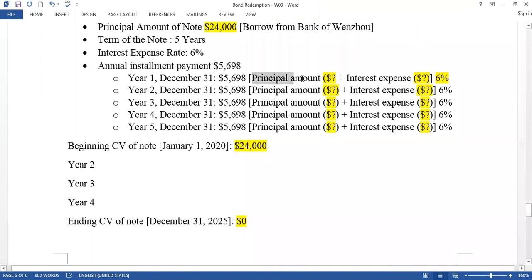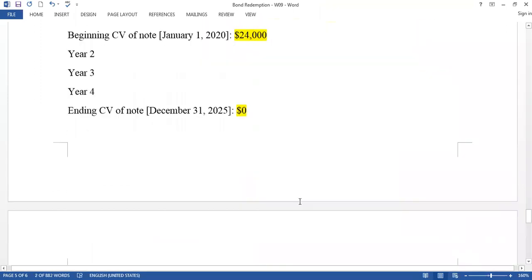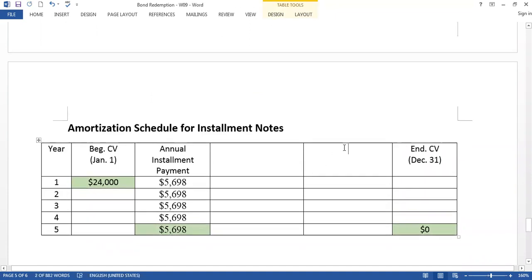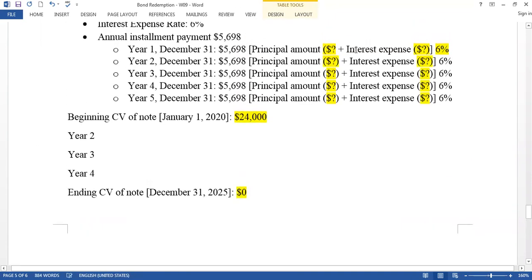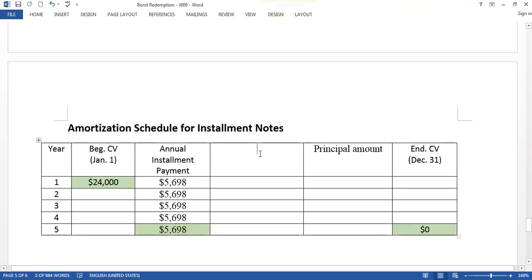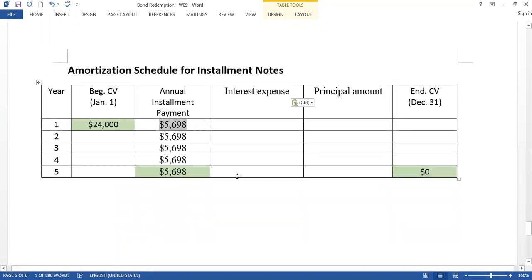One is the principal amount, and another is interest expense. Do you understand? So this amount 5,698, some part is interest expense, some part is the principal amount, right? And what is the formula of interest expense? How to calculate this interest expense?